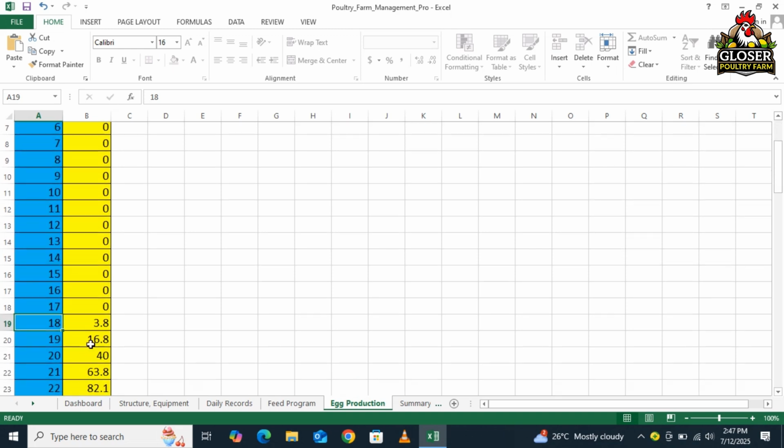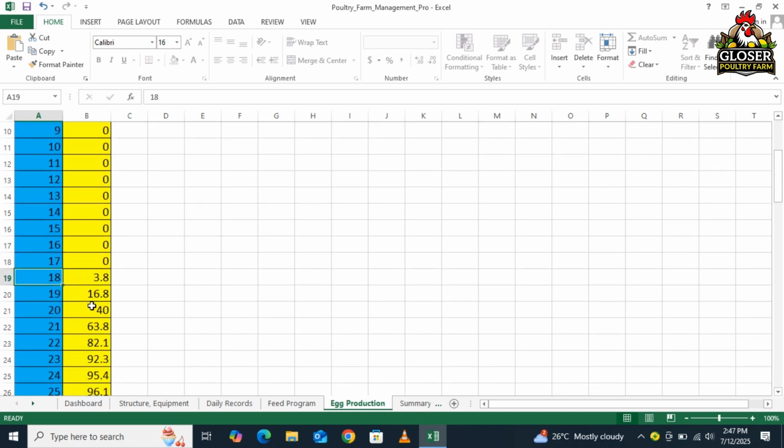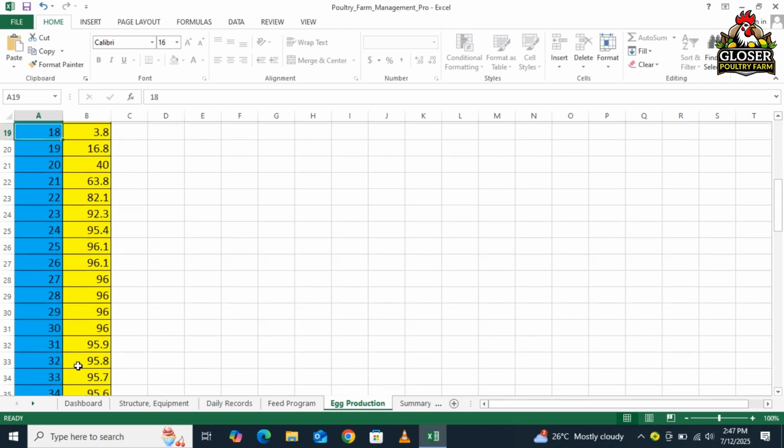For example, if the expected laying percentage is 20%, it means 1 in every 5 chickens should lay an egg that day. So with 500 birds, you should expect about 100 eggs. Since a tray holds 30 eggs, that would be just over 3 trays.